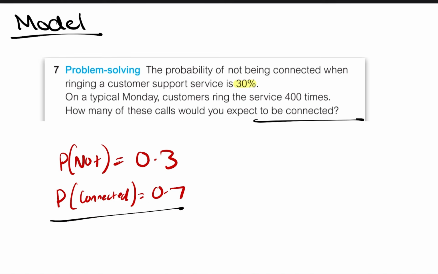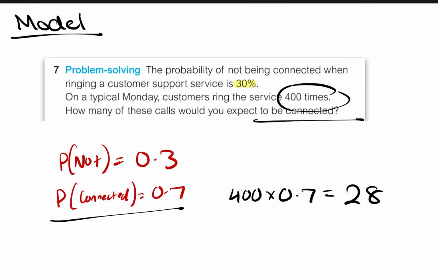We expect from our data 70% of all calls to be connected. So if we ring 400 times, 400 multiplied by 0.7, and you're going to get a final answer of, bear with me, 280. 280 calls connected, and there we are. That's how we can calculate relative frequency or experimental data.